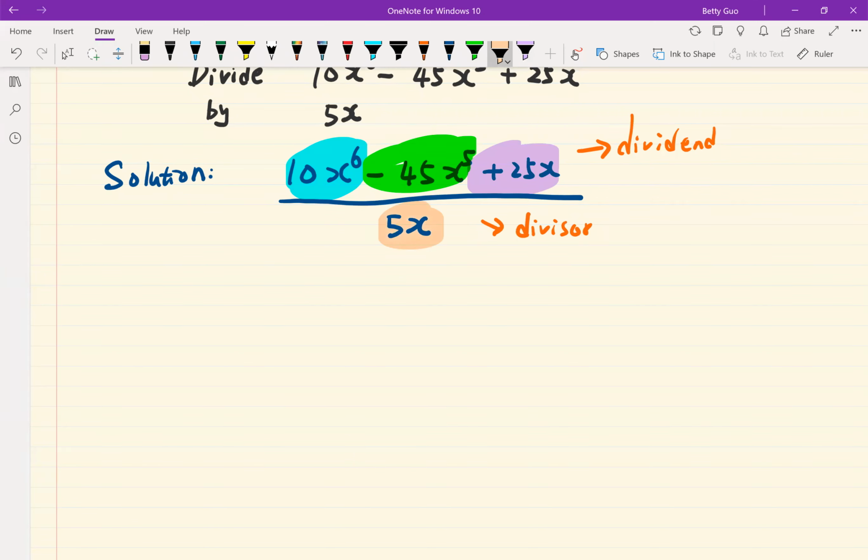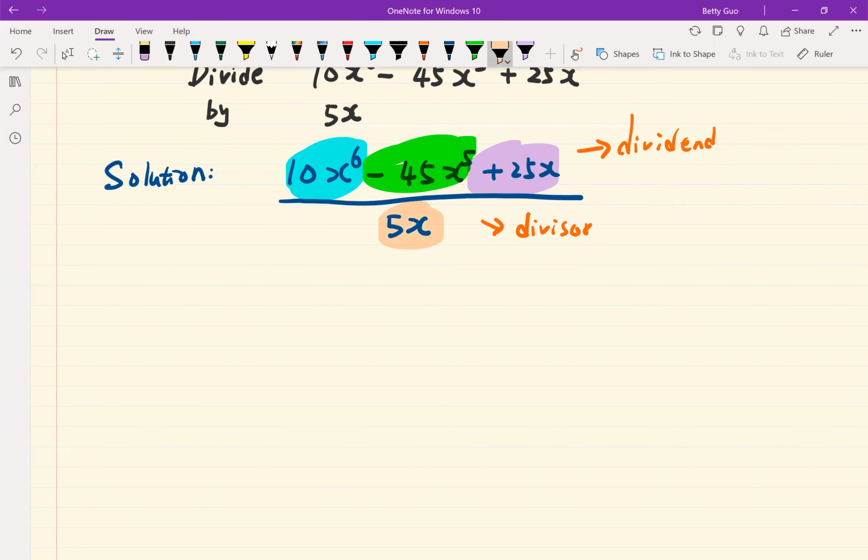So you see, blue plus green plus purple all over orange is equal to blue over orange plus green over orange plus purple over orange. Yeah, that's how we process a division when the divisor is a monomial. Okay, we're not done yet, of course. Let's look at the first part. Let's see how we simplify this expression.